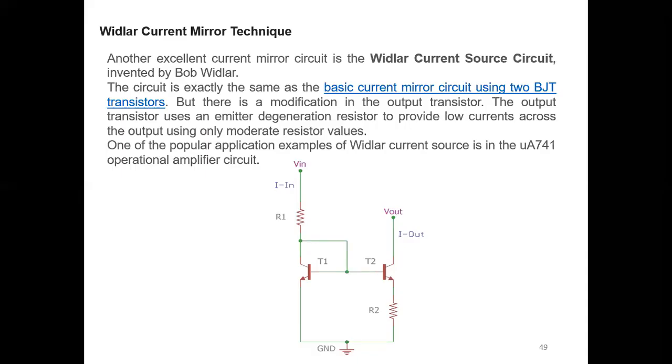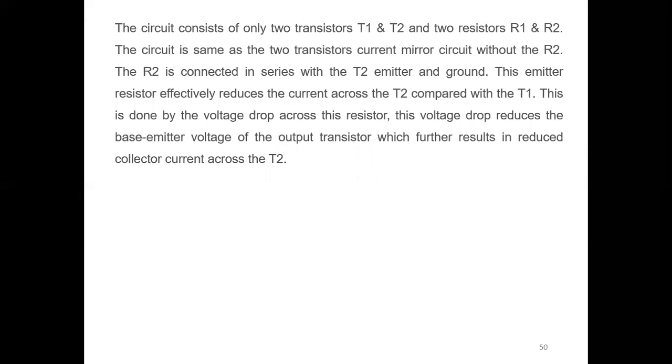Now the Widlar current mirror circuit. This is another excellent current mirror circuit, the Widlar current source circuit. In this circuit we use the same two transistors, but we add an extra emitter resistance to the output side transistor. In this circuit, T1 and T2 and two resistors are the same as the two-transistor current mirror with R2. This works through the voltage drop across this resistor. This voltage drop reduces the base-emitter voltage of the output transistor, which further reduces the collector current across T2.